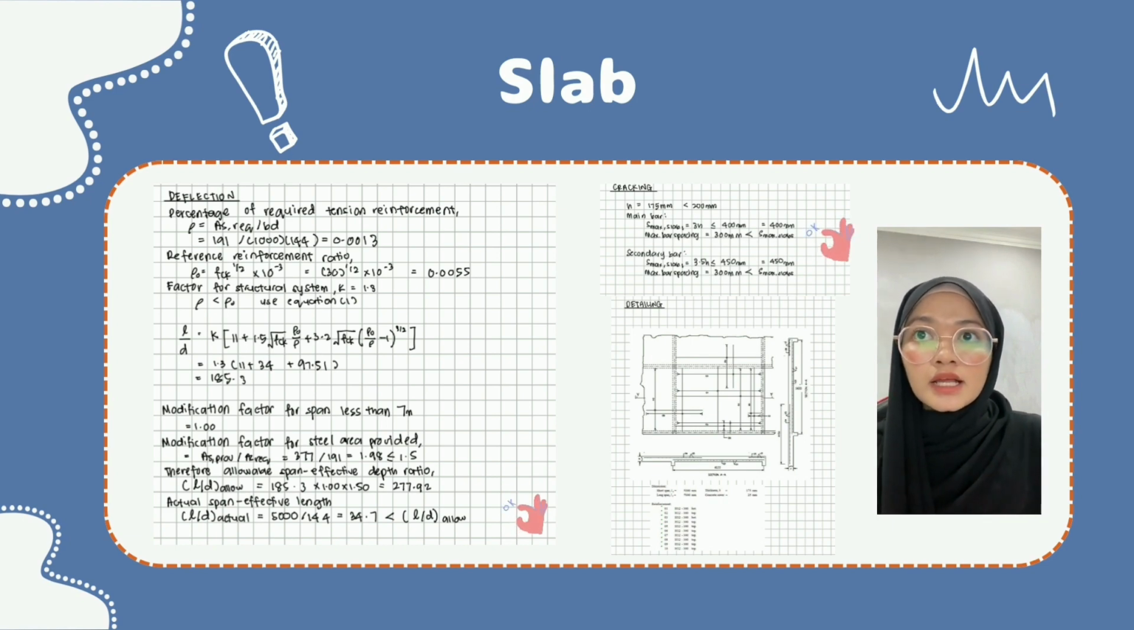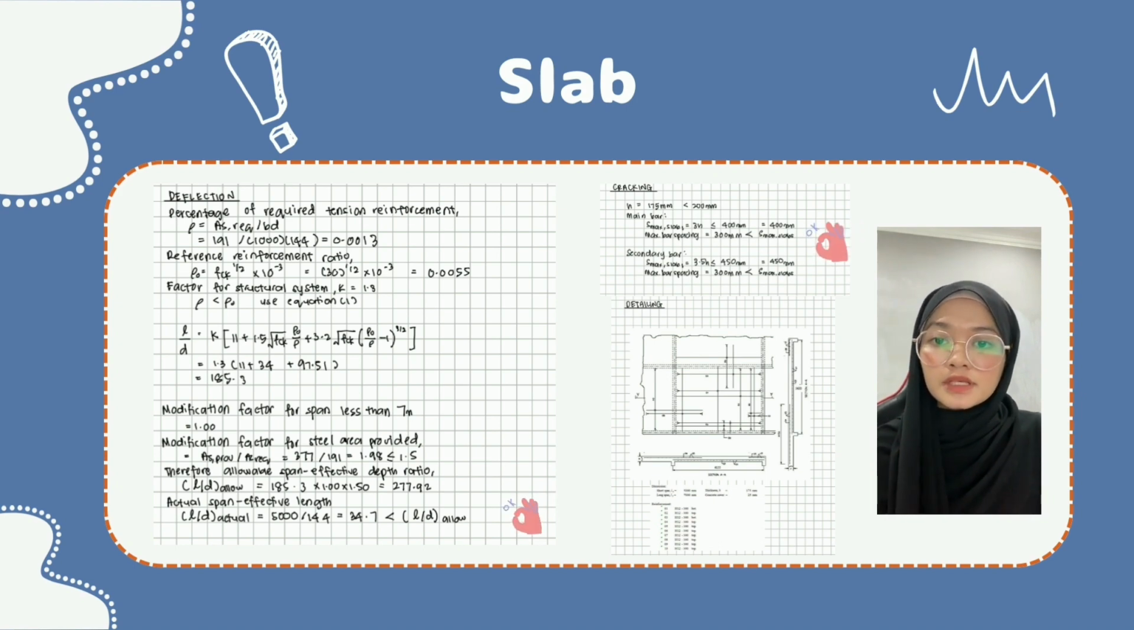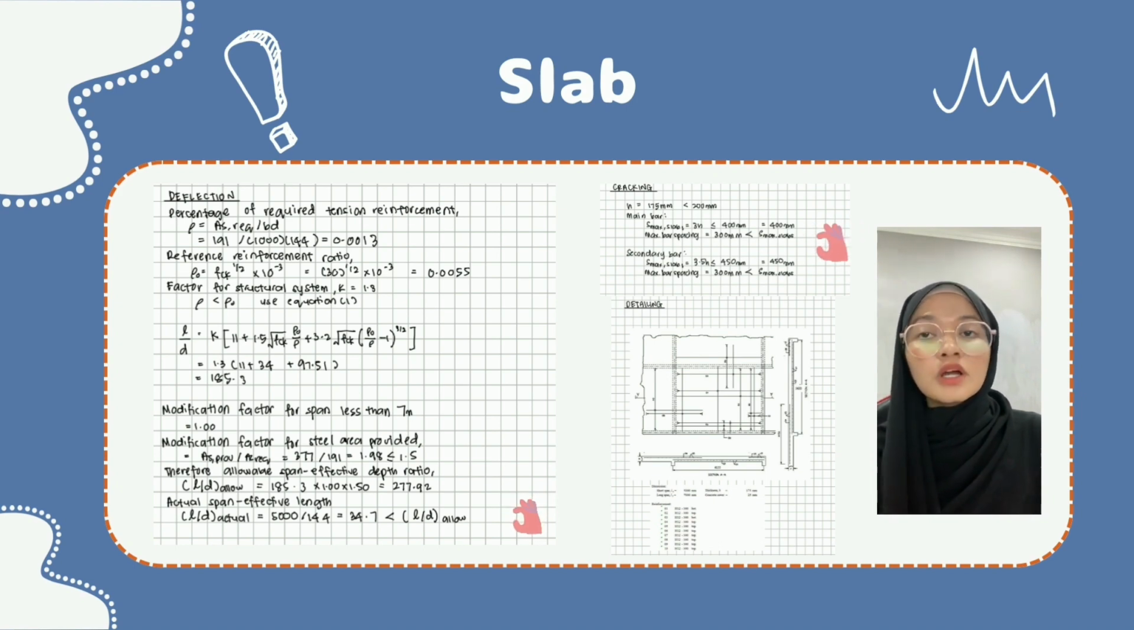Then I calculate the L over D, get 185.3. The modification factor for span less than 7 meter is equal to 1.00. The modification factor for steel area provided is equal to 1.98, which is more than 1.5, so I need to use 1.5. Therefore, the allowable span effective depth ratio L over D allow is equal to 277.92. The actual span effective depth ratio is 34.7, which is less than the L over D allow, so it's okay for my slab.